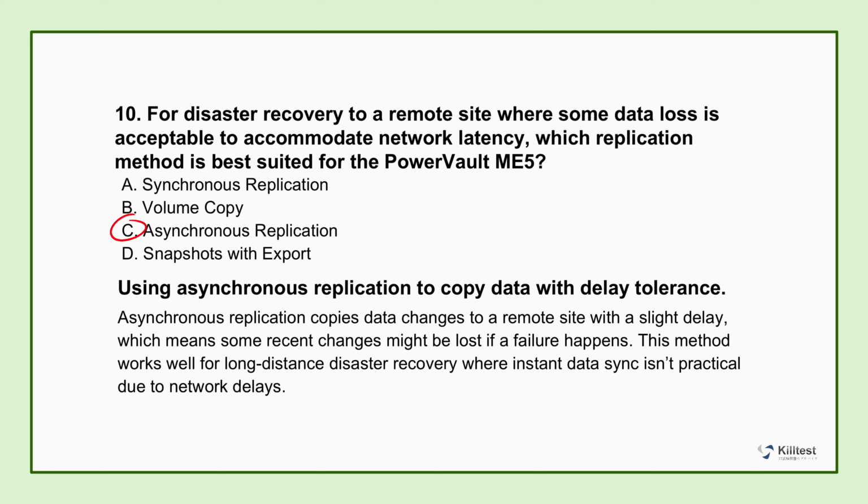Why only when some data loss is okay? Because, as it explains, it replicates data with a delay to accommodate network latency between sites. There's a lag between writing data locally and it showing up at the DR site. So it's not instantaneous. Exactly, which makes it work better over long distances or slower network links. But it means in a disaster, you might lose the last few seconds or minutes of transactions that hadn't replicated yet, unlike synchronous, which waits for the remote write confirmation.